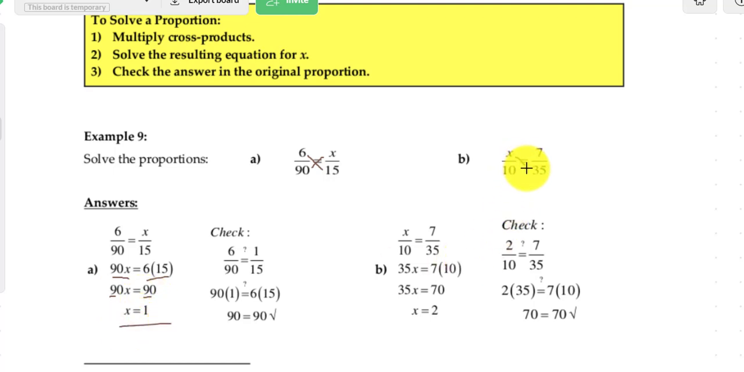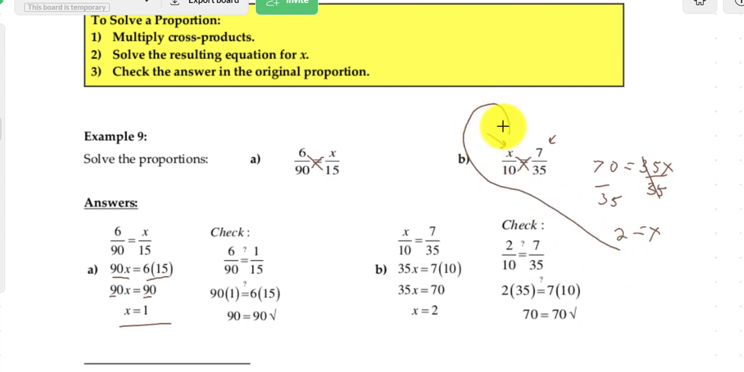Right? Part B, you would do x times 35. Set that equal to 7 times 10. Right? So that would leave us with 70 equals 35x, right? Because 7 times 10 is 70, and x times 35 is 35x. Divide everything by 35 to get 2 equals x, right? And then they show the check here, right? I could plug this 2 back in to see if both sides are equal, right? I could take this x equals 1 and plug it in to see if both sides are equal. Okay, that's how we solve a proportion.